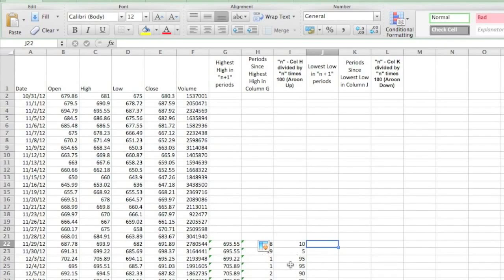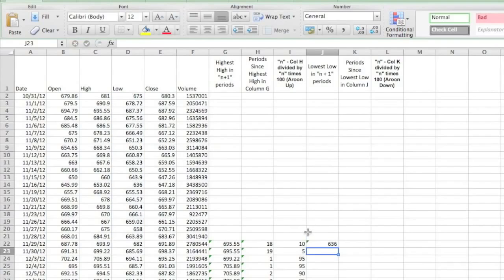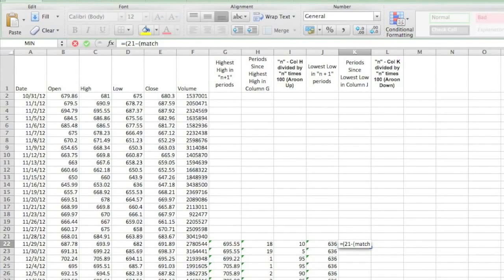Now we repeat the same process, but to calculate Aroon Down. Instead of the highest high, we're trying to find the lowest low in N plus 1 periods, so basically a min function. Again, 20 values, excluding that row. Fill in the rest. Then the period since lowest low in column J, the same thing we did here. We write a match function: 21 minus match, 636, and then highlight the values where it's going to be found, then 0.